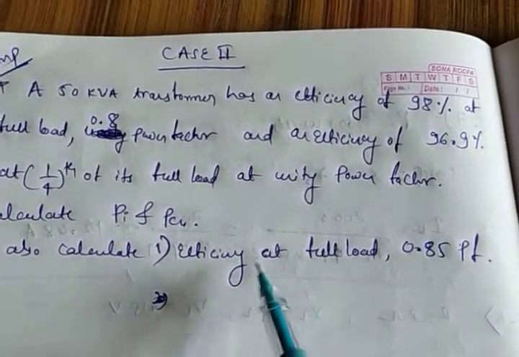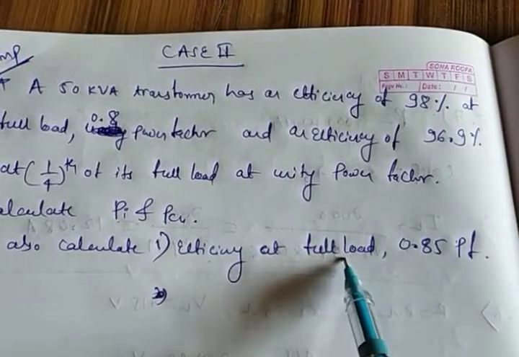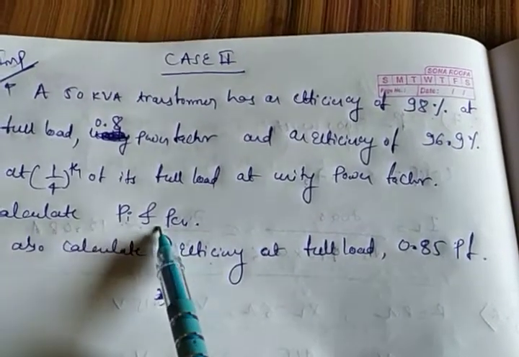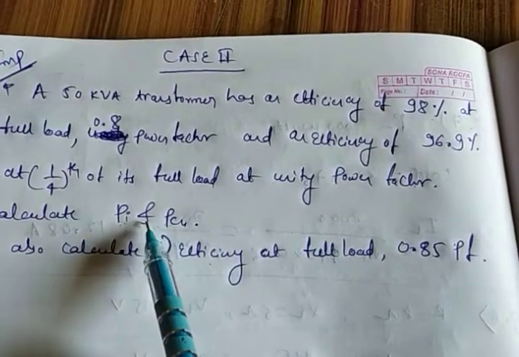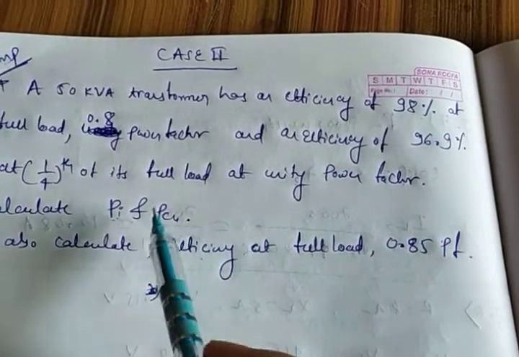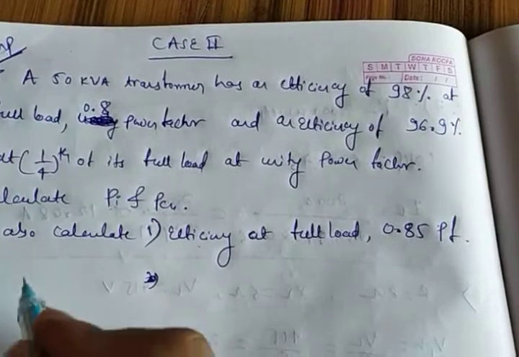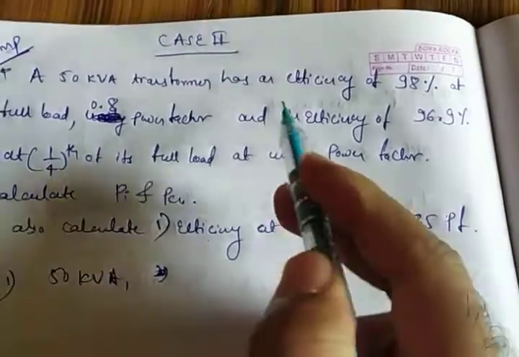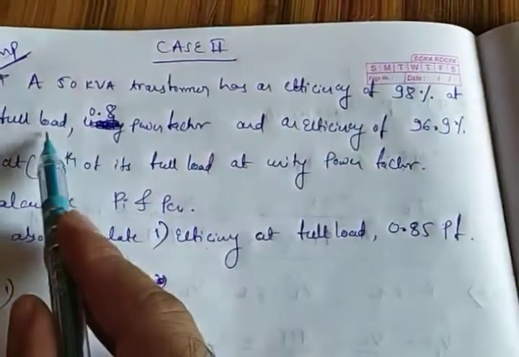See here, if you want to calculate the efficiency at any load, full load or any other load, we must know the value of Pi and PCU. So first we need to calculate the Pi and PCU. So what is the given data? The kVA rating of the transformer is given, that is 50 kVA, and efficiency of 98% at full load.